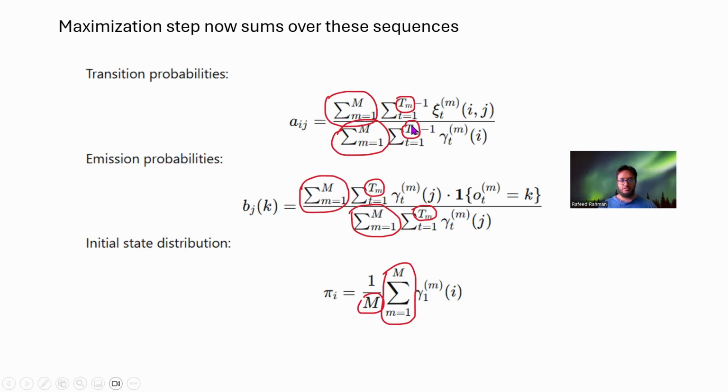And also there is this thing Tm, because as I said before, different sequences have different sequence lengths. So the summation has to be according to the length of that particular sequence when you are summing those probabilities up. And finally, in the initial state distribution, you again do the summing, but now you have to also divide by M, and that is the number of sequences. That is the difference, a very minor difference, and I think it's very understandable. So now you understand exactly how the Baum-Welch algorithm works for HMM training.